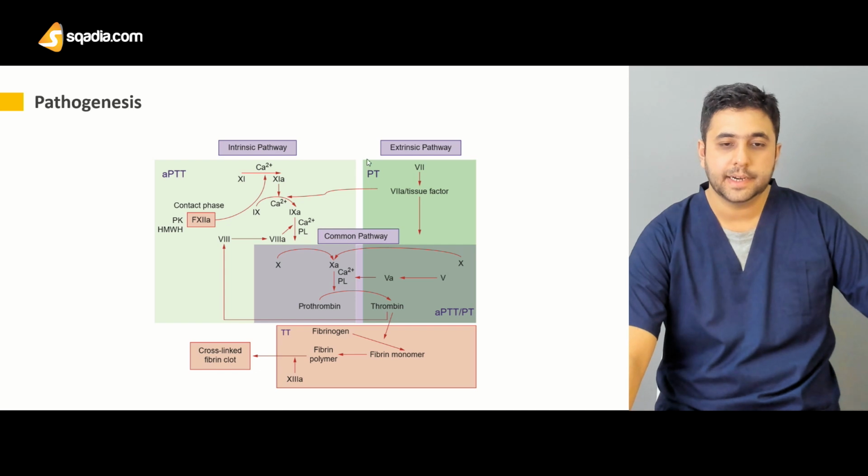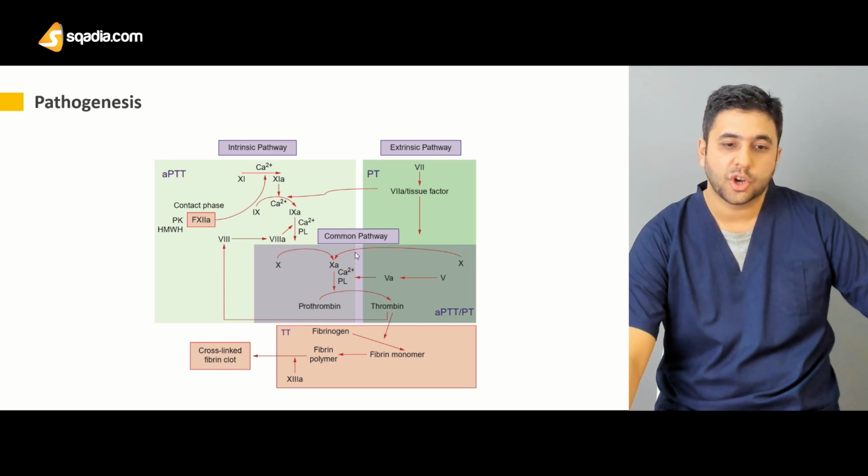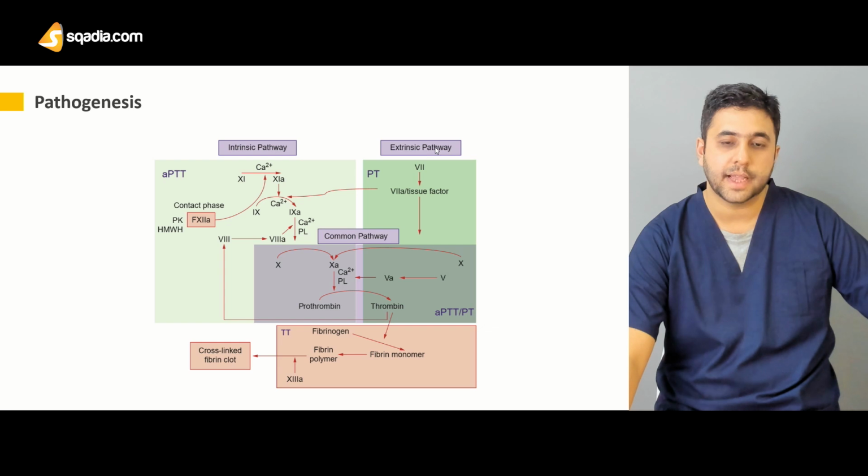So to understand it, let's start from the common pathway. We have to reach this point. Factor 10 is the major factor in the common pathway that leads to further stimulation of the factors downstream. The important factors here in the common pathway are factor 10, then calcium, the phospholipids, and factor 5. These four things lead to the final common pathway. And to arrive at this final common pathway, we have two branches, the extrinsic pathway and the intrinsic pathway.